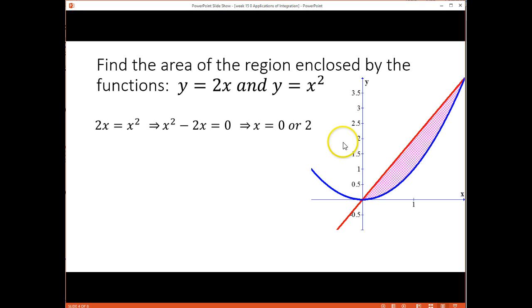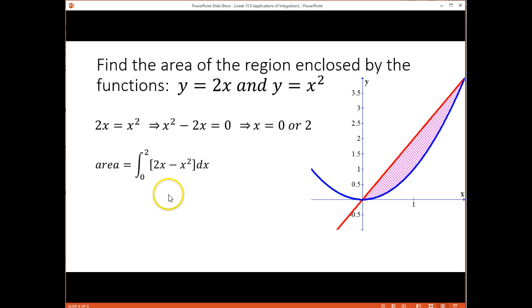If we go back to our graph, we notice that that corresponds to what we saw. These two functions intersect at x values 0 and 2. So we want to integrate. Our a is going to be 0, our b is going to be 2. Again, my upper curve is 2x, my lower curve is x squared. So I'm going to take the integral from 0 to 2 of 2x minus x squared.